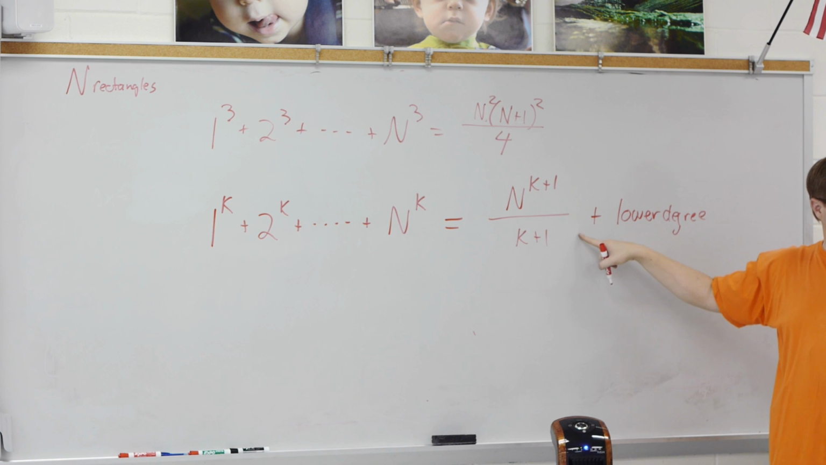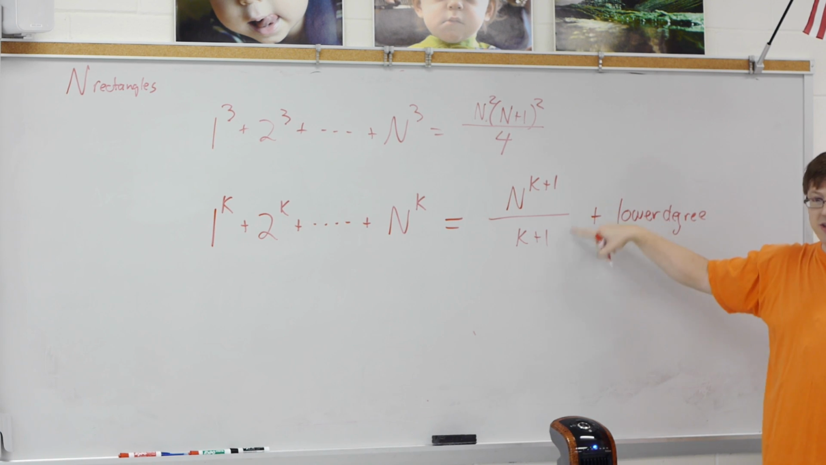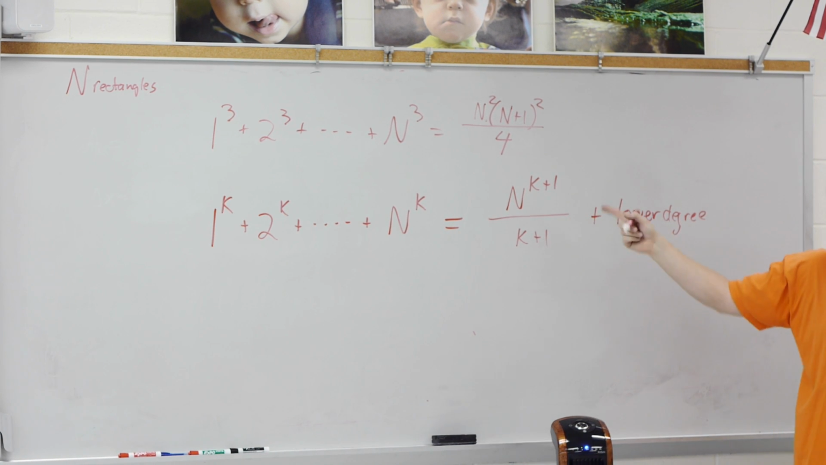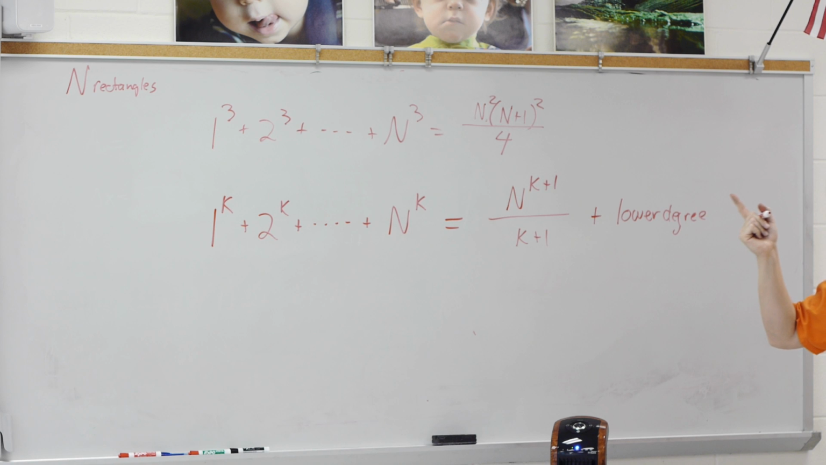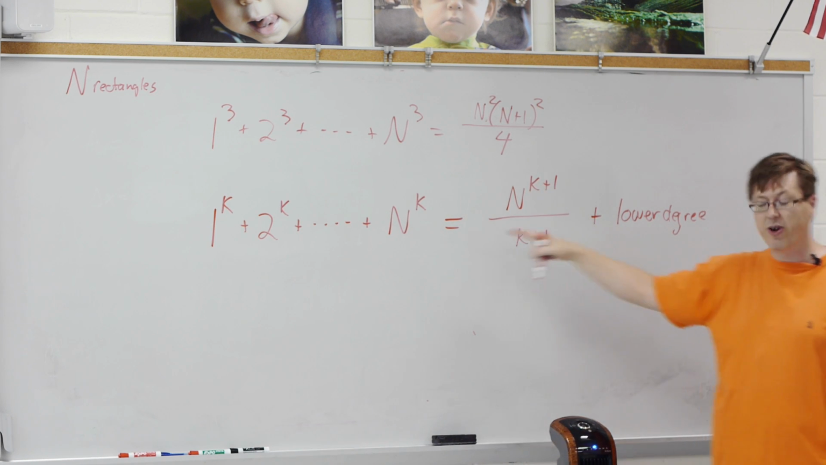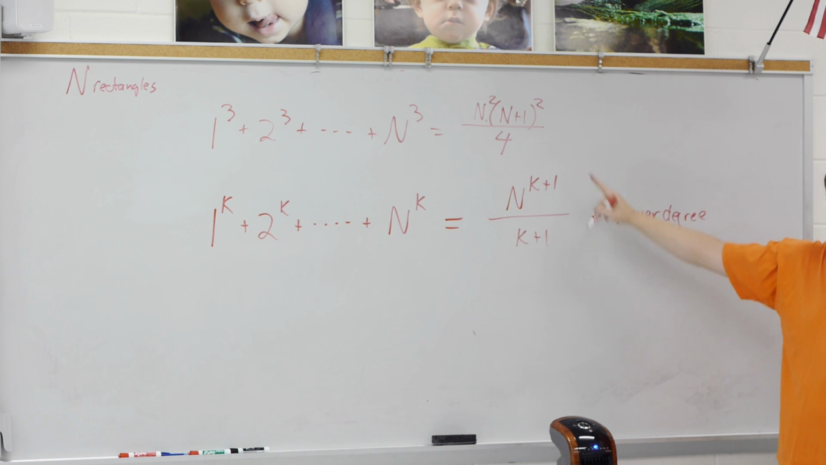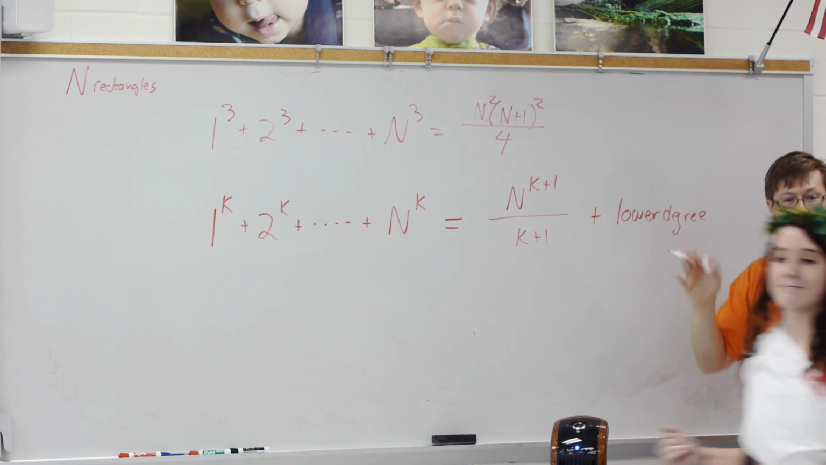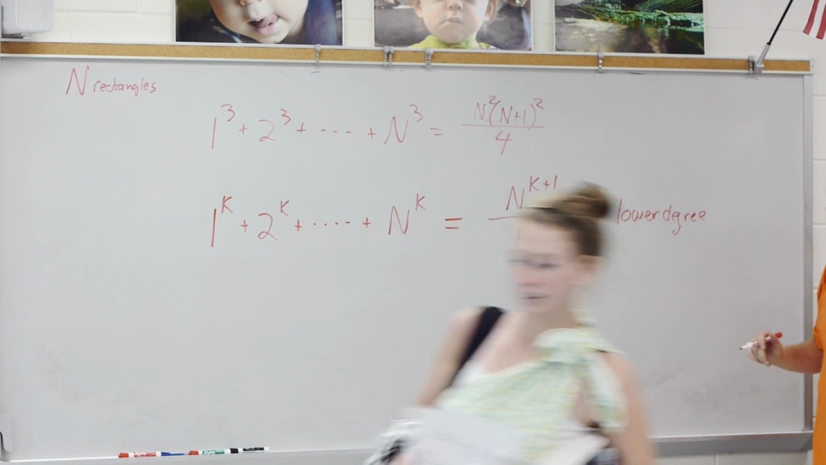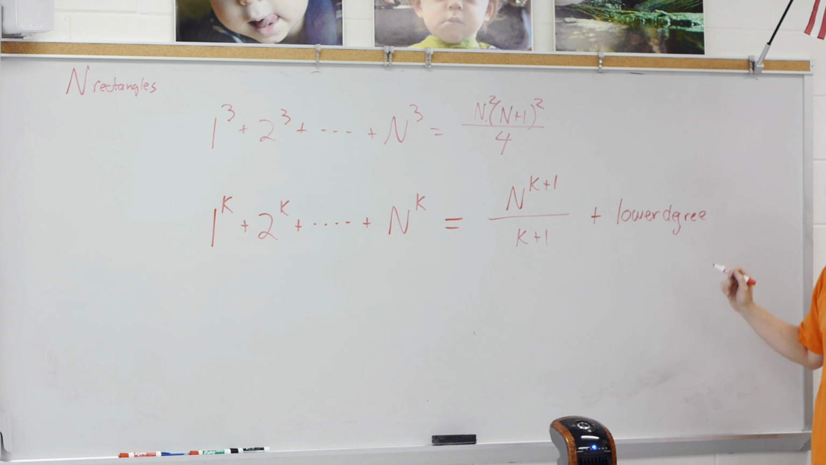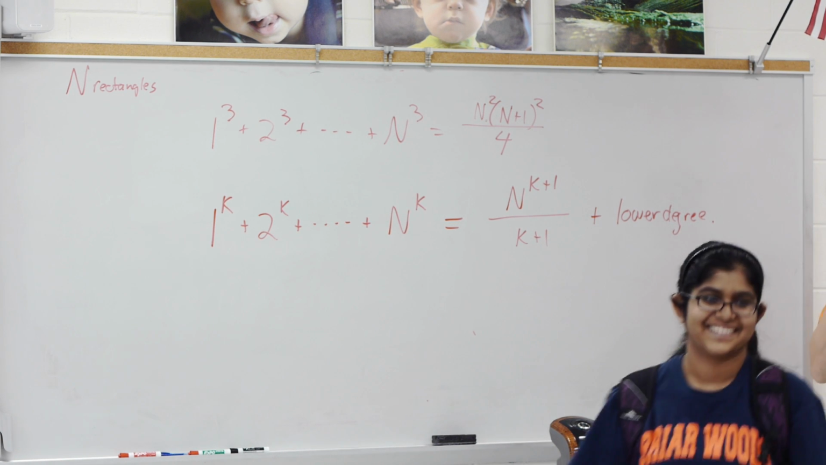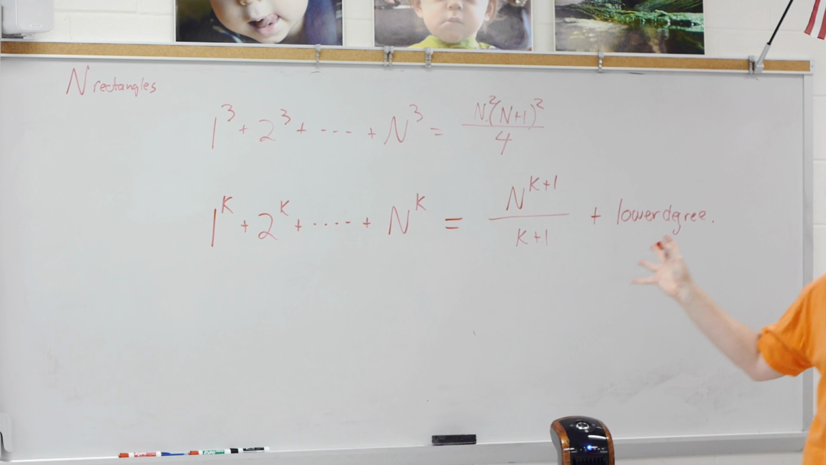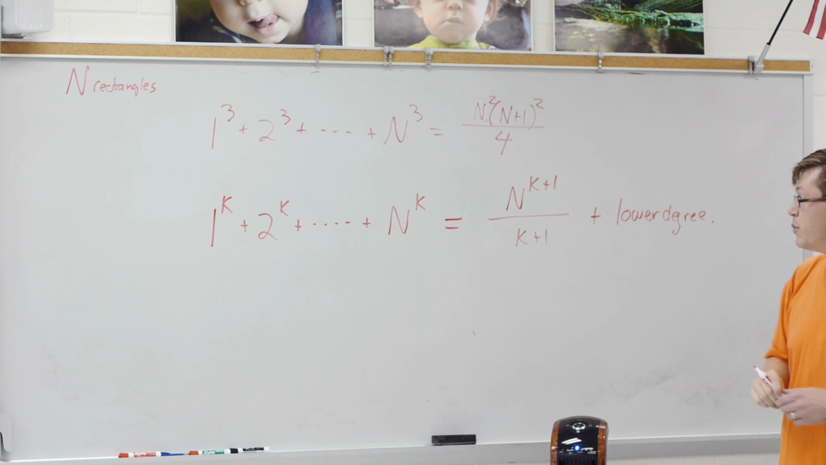And this should look very familiar to you. Where does this expression show up? Integration of the power rule. This is why that's the formula for integration of the power rule. Because the sum of the kth powers is n to the k plus 1 over k plus 1 plus some lower degree terms. Hey, wave to the camera. So if you had a problem with higher degree powers, you could do it using this method.